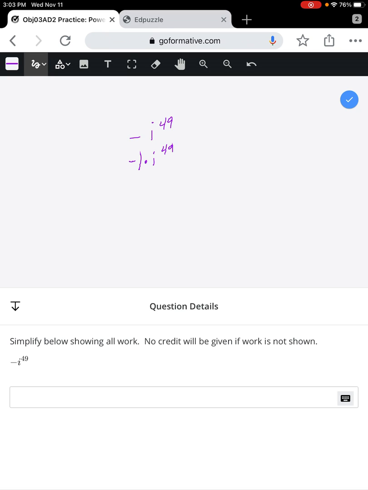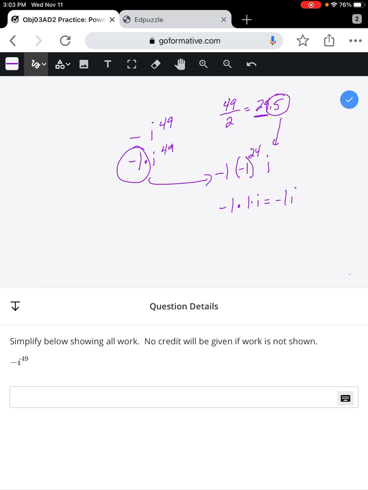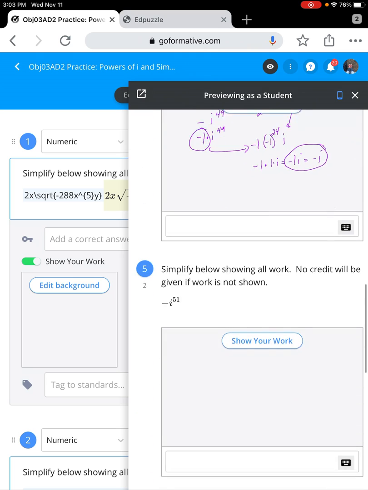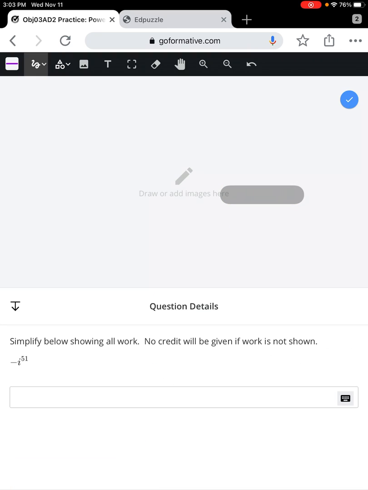So I did one of these in the notes. There's a -1 there. Okay. I do the same thing though. I do 49 divided by 2, which is equal to 24.5. That 0.5 tells me that I'm going to have an i in my answer. The 24 tells me that it's going to be -1 to the 24th power, and I still have my -1 here, so I'm going to have -1. This is -1, +1, and i, which is -1i or -i. I would accept either of those answers.